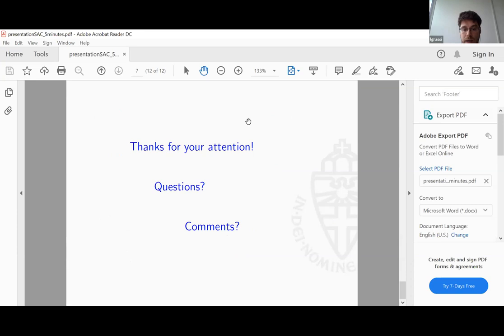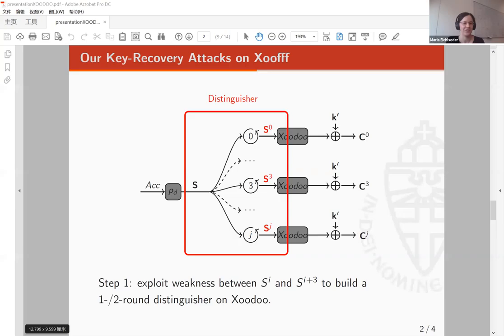Thanks, Lorenzo. Let's jump quickly to the next paper, by Ting Ting and Lorenzo Grassi as well, but I think Ting Ting is going to give the presentation, which is on algebraic key recovery attacks on round-reduced ZOOF. Ting Ting, please share your screen and join us on the stage. And don't forget to switch to full screen when you present. We don't hear you yet. I think you might be muted. Now it works.